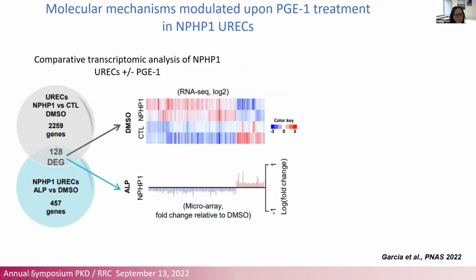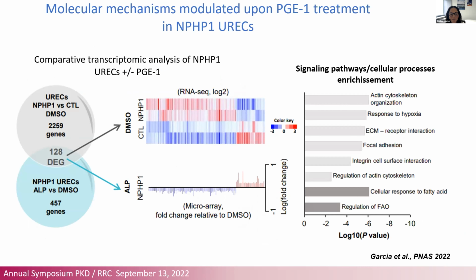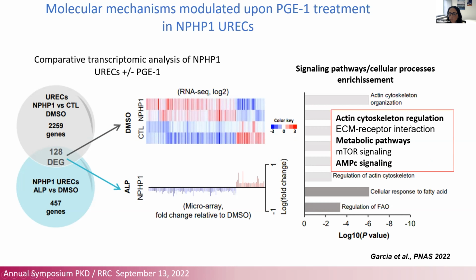We identified 128 genes dysregulated in NPHP1 that were inversely regulated with the treatment, and highlighted the enriched signaling pathways that were downstream. And what we can see is that PG1 treatment really regulates the actin cytoskeleton genes, the extracellular matrix and receptor interaction, some metabolic pathways, mTOR signaling, and cyclic AMP signaling.